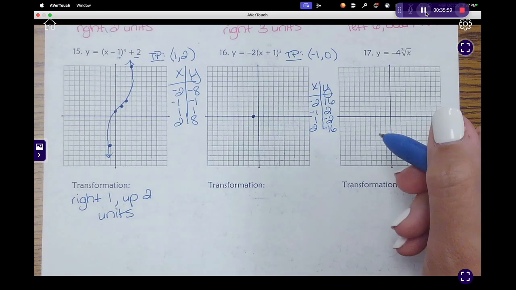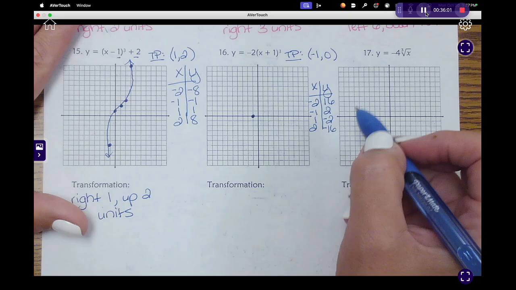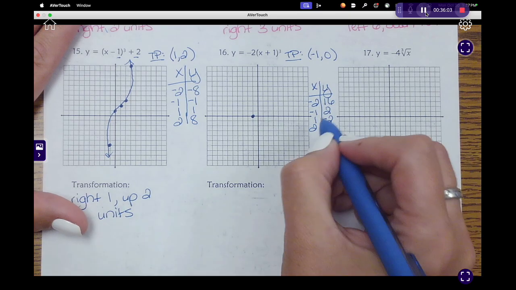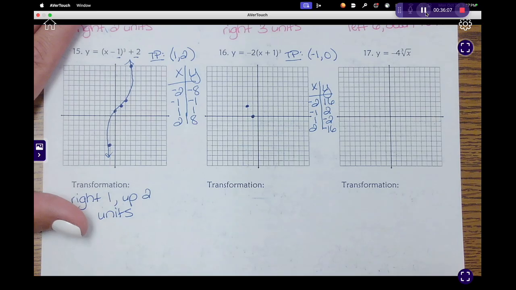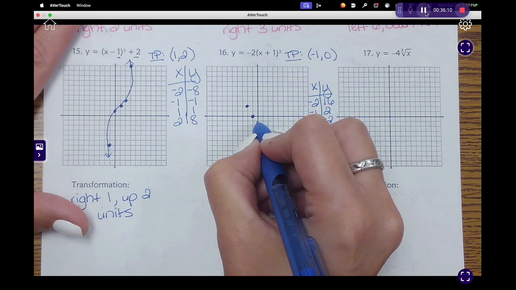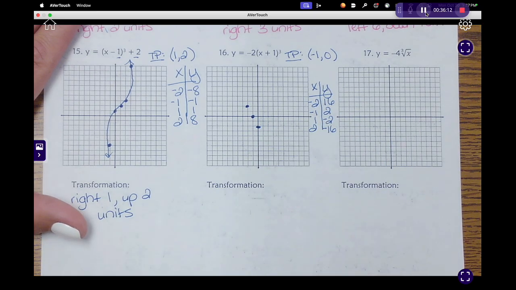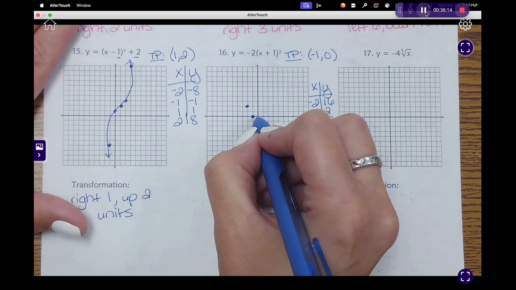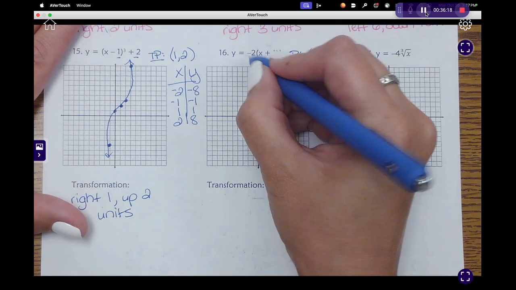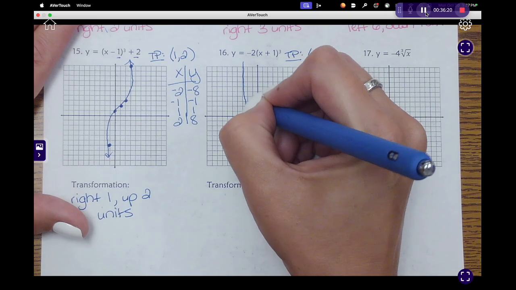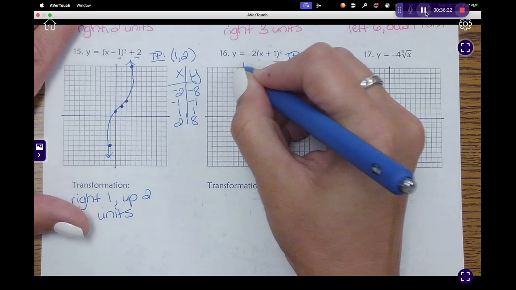Obviously the 16s are not going to be able to fit on here, but I can graph the other ones. So looking at this, I would go over to negative 1, but then go up 2 instead of down, and then I would go over 1 here and down 2. Okay, I realize if I went over negative 2 and positive 16, that's going to be all the way up here somewhere. So you would be starting your graph here, and then it's going to go that way.